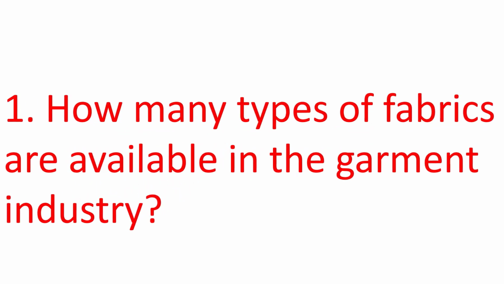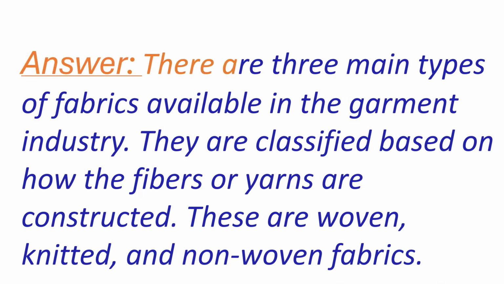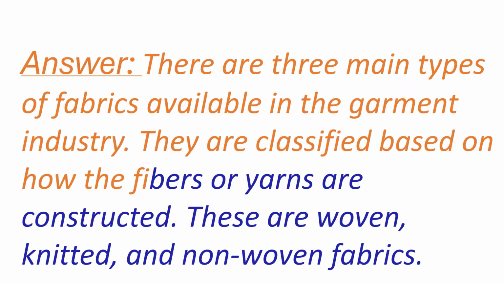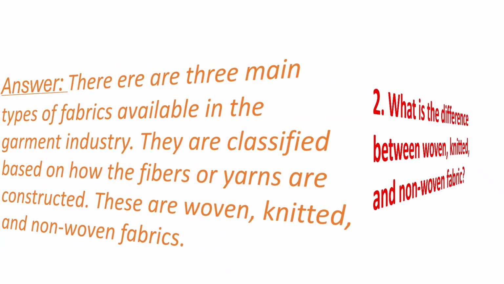How many types of fabrics are available in the garment industry? There are three main types of fabrics available in the garment industry. They are classified based on how the fibers or yarns are constructed. These are woven, knitted and non-woven fabrics.